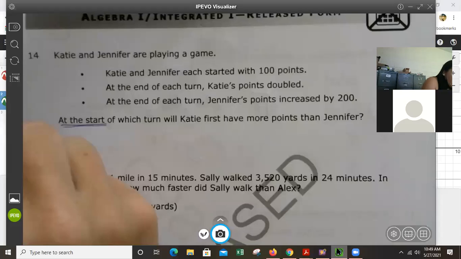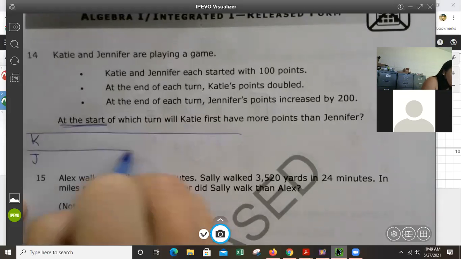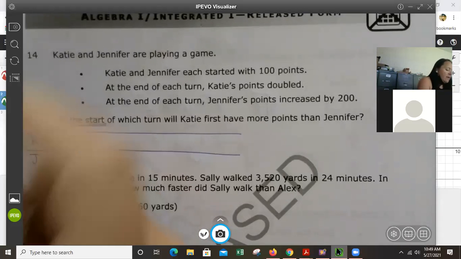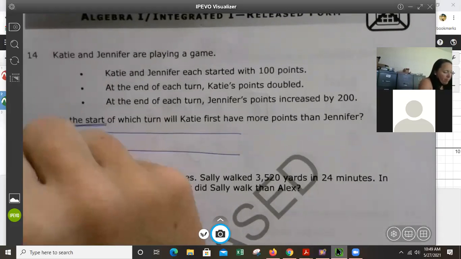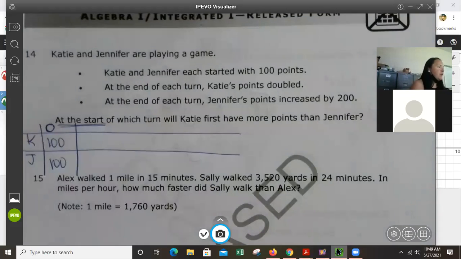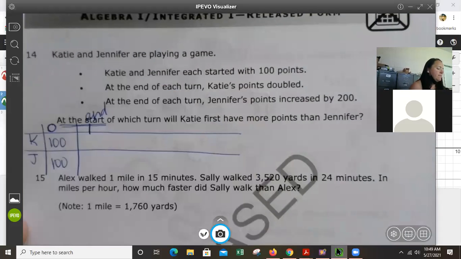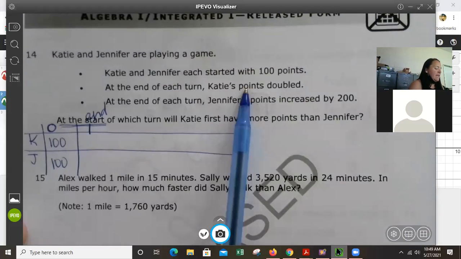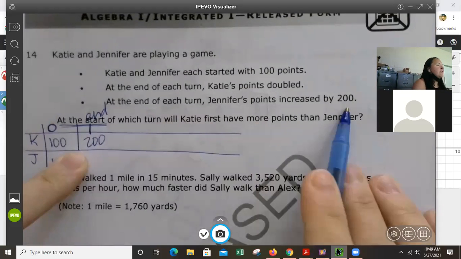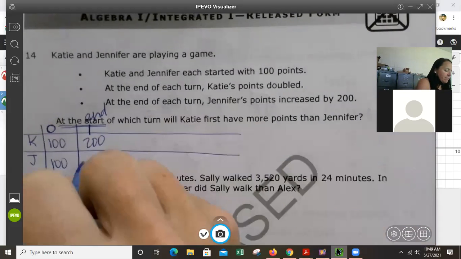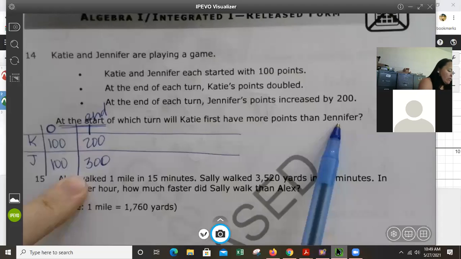So we're going to start with Katie and Jennifer. And we're just going to make a chart. They started with 100 points. At the end of each turn, so at the end of turn one, Katie's points doubled. So Katie had 100. How many does she have now? 200. Jen increased by 200. So how many does she have? So does Katie have more points than Jennifer? No, we got to keep going.